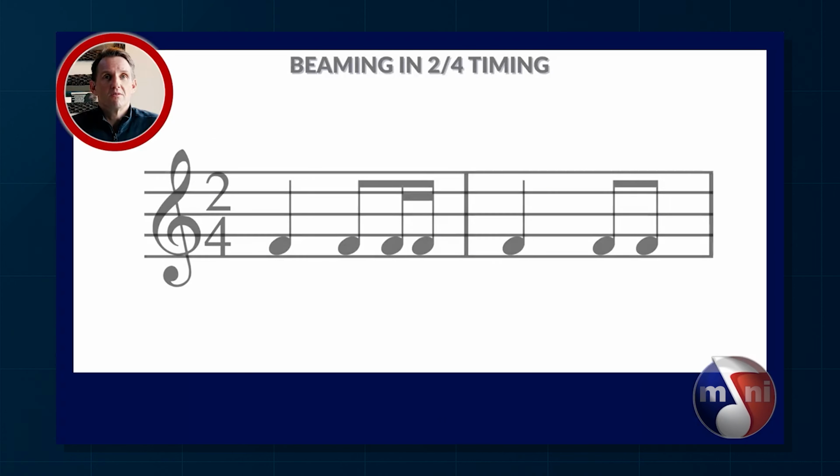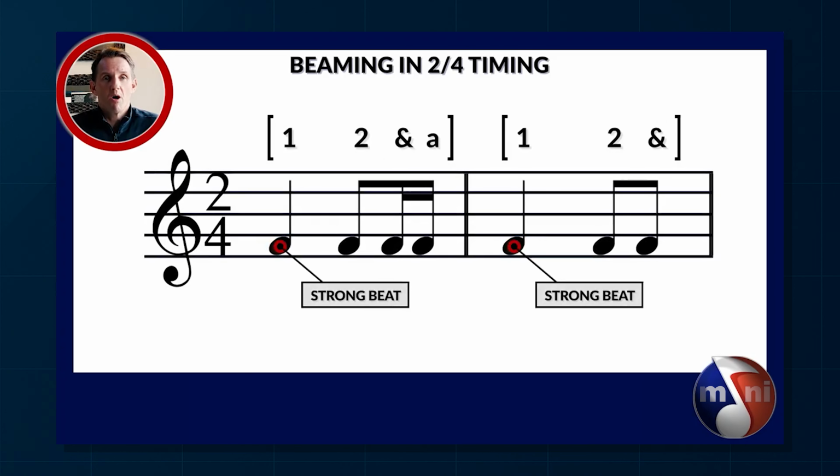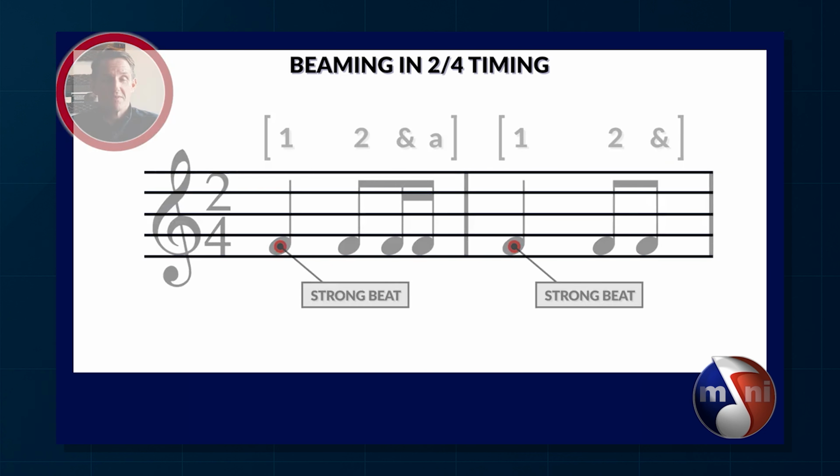Beaming in 2/4, there are 2 crotchet beats per bar or 2 quarter notes. The first beat is the strong beat and the second beat is the weak beat. Notes are typically beamed together to form 1 crotchet beat. Here are some examples.